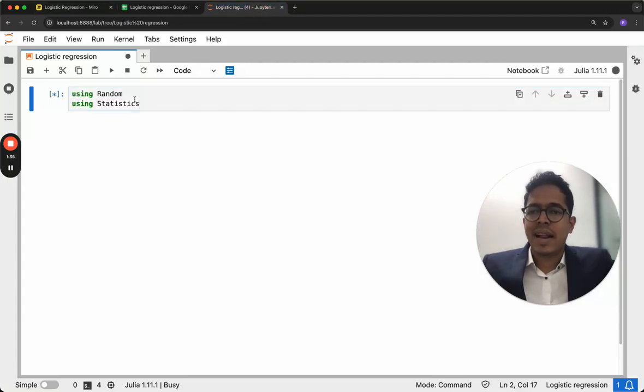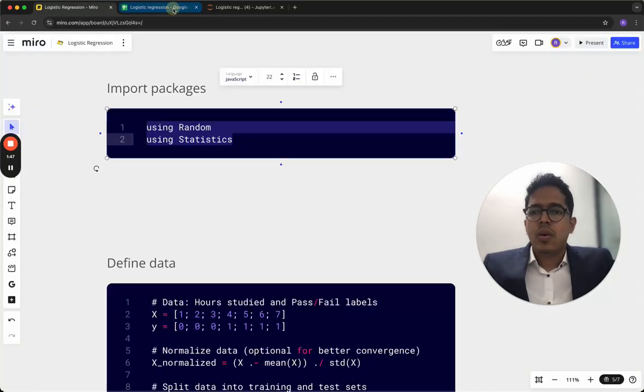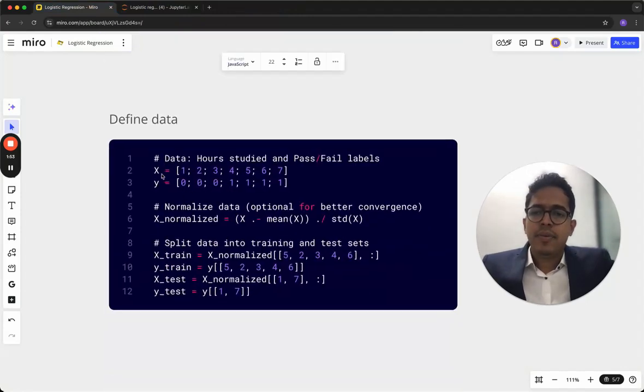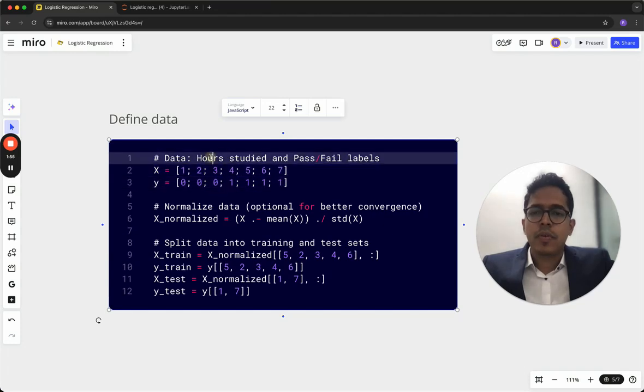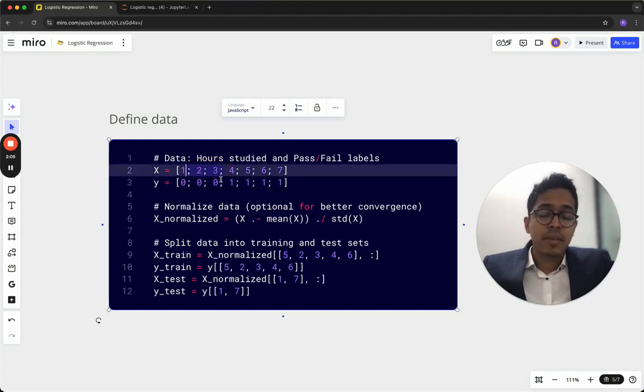So we'll use these two, Random and Statistics. I have already installed these two packages, so I don't have to use Pkg.add. But if you haven't done that, here in the notebook, you will see what command to run. Fine. I'll close this for convenience. Now data. We have certain X values and Y values. Here what we have is data of hours studied versus pass or fail. Here 1 denotes pass, 0 denotes fail. From this data, you can see that if someone has studied for less than 4 hours, they will fail. If someone has studied for more than 4 hours, they will pass. Fairly simple data, and this is like a classification.